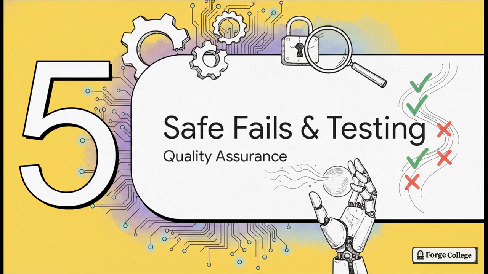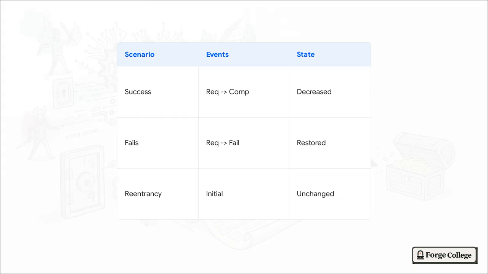Almost at the finish line. Section 5, Safe Fails and Testing, Quality Assurance. It's never enough to just build the machine. We have to run it through serious quality assurance to validate both our happy paths and our failure paths. So the crucial point is right here in this final patent diagram checklist. We need to make sure state and events align perfectly.